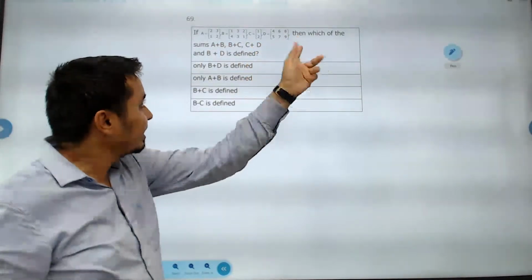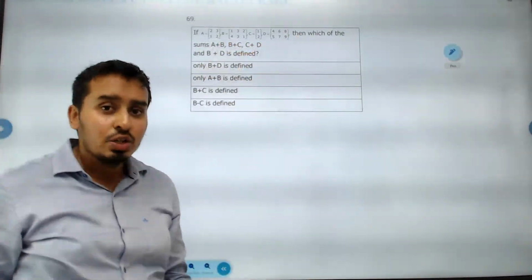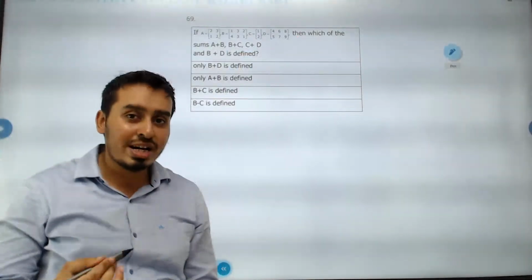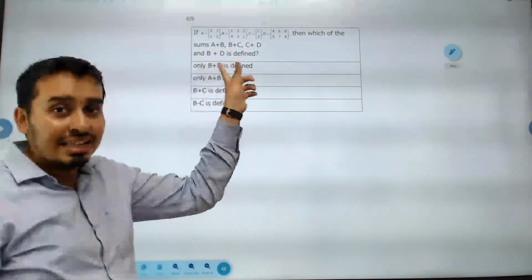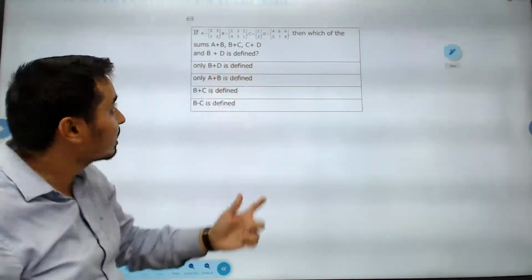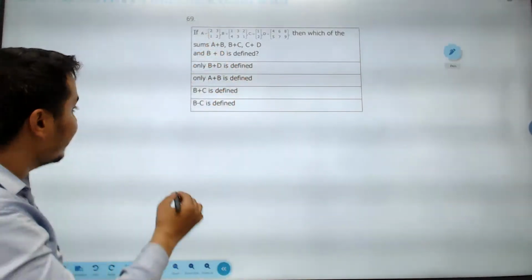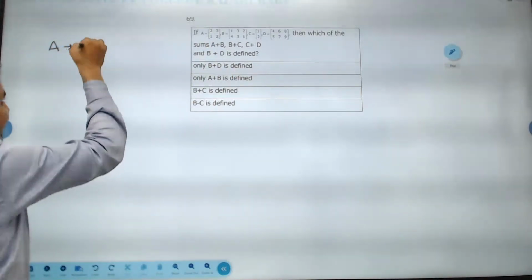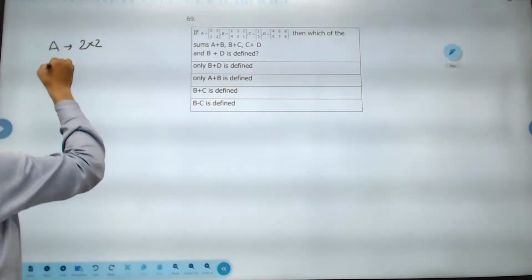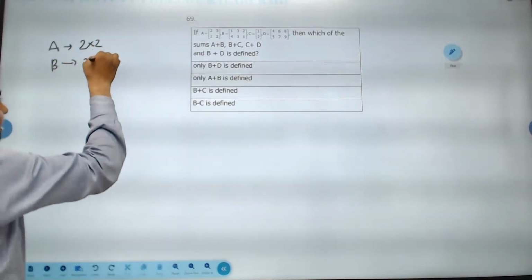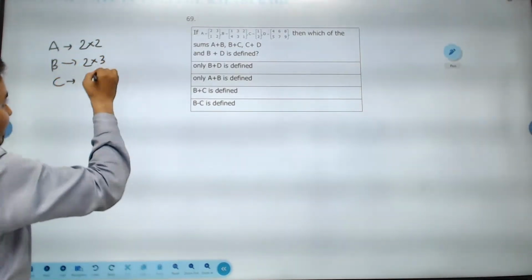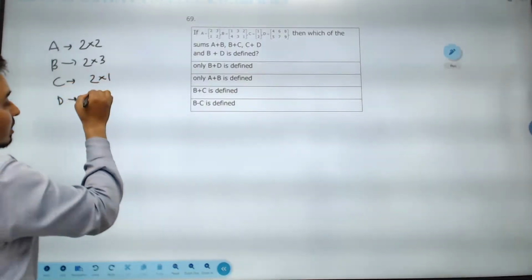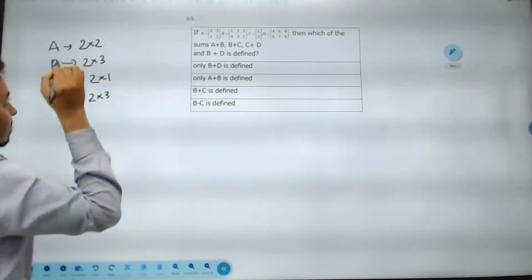A, B, C, and D are given, then which of these sums are defined? So we know that the sum of two matrices exists only when the matrices being added are of the same order. Now, the order of A is 2 by 2, B is of order 2 by 3, C is of order 2 by 1, 2 rows and 1 column, and D is of order 2 by 3, right?